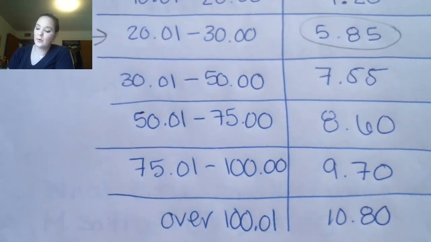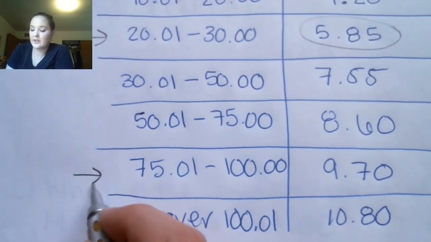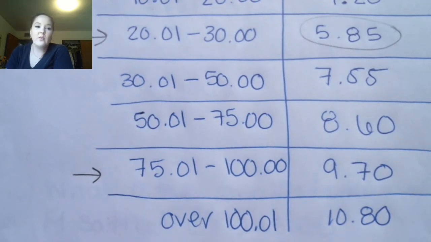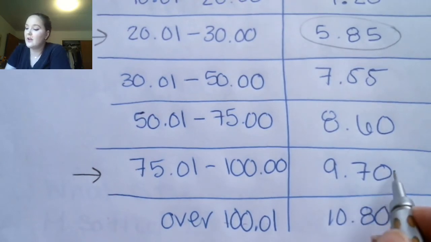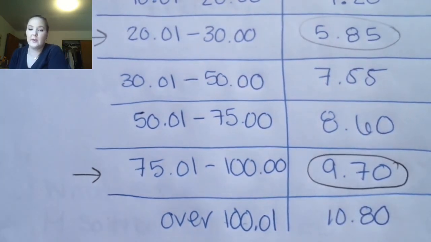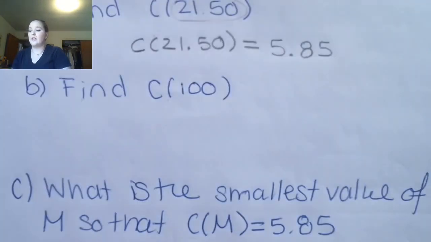Okay, so we're going to determine that it should be in this row because this says over $100. Okay, so this is really going to start at 100.01, whereas this one includes 100. Okay, because of that, we're going to see that this is our corresponding output. So that's what's going to give us our answer.